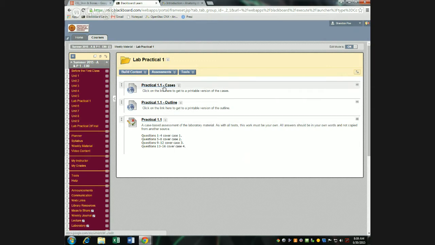That actually came from this document here. It says practical 1.1 cases. Now, this is our first practical, so it's practical 1. And the 1.1 is just code for me to keep straight the A&P1 and A&P2 stuff. So if this were A&P2, it would be practical 1.2. So that's what that code there means. And then this is just a document that has 4 case studies laid out.